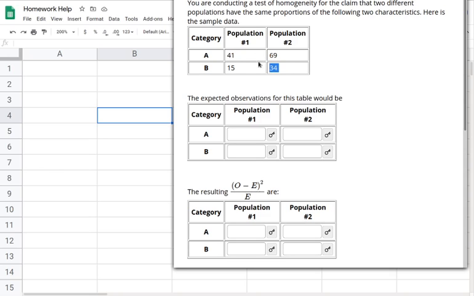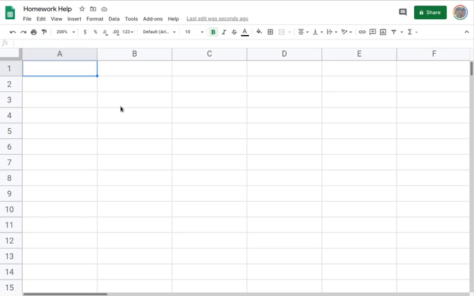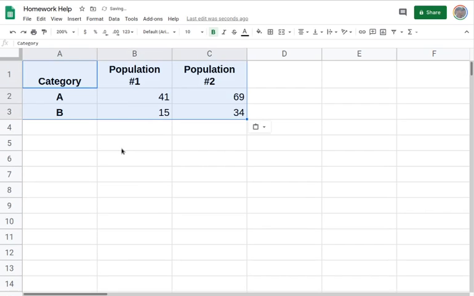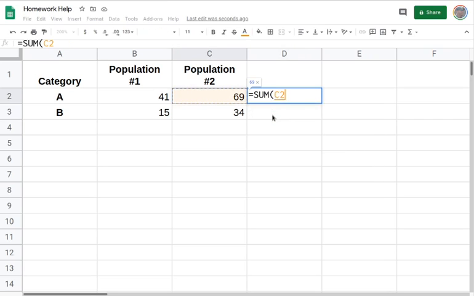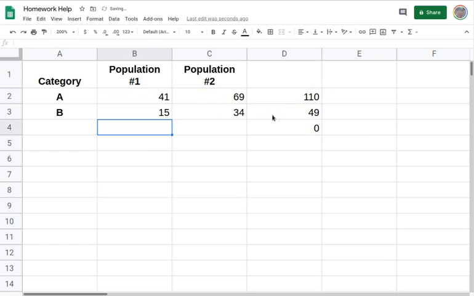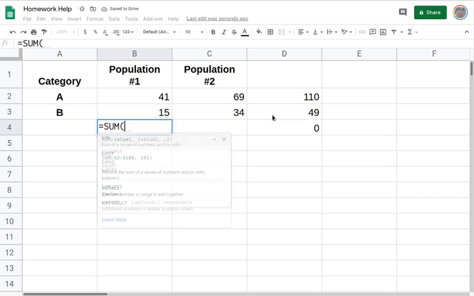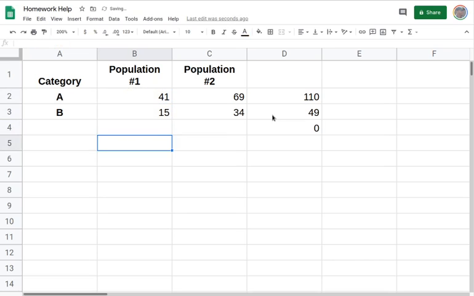What I'm going to do is take these into a spreadsheet and show you how to get the rest of the tables in here. So the first thing to do is calculate the sum of each row and each column. And I've got the sum of each row. I want the sum of each column as well.